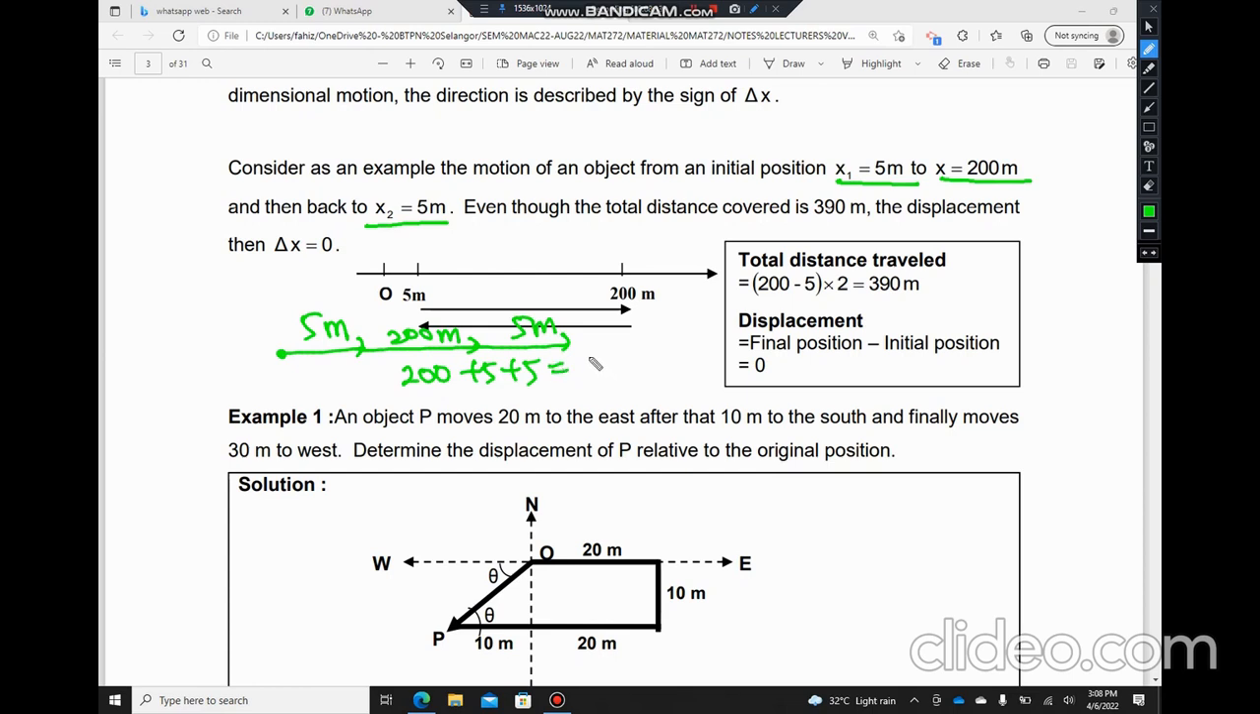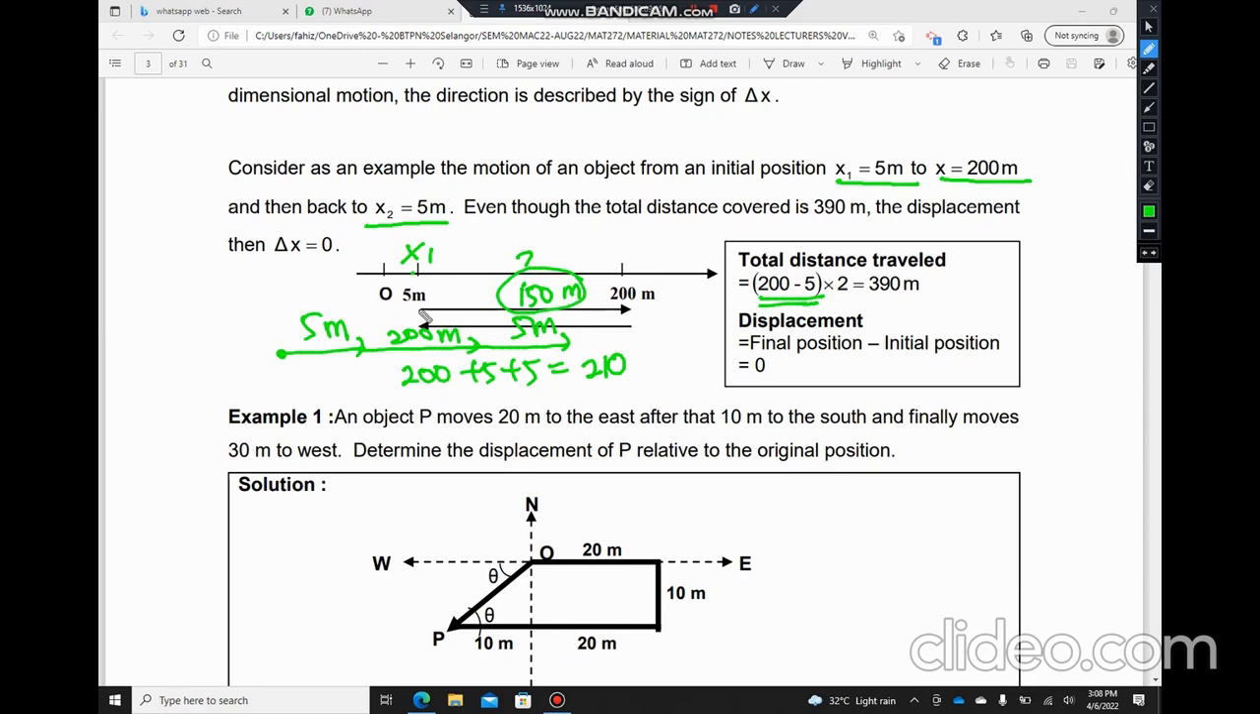Okay, so the total here is 200 plus 5 plus 5, 210. Okay, sorry, kat sini 200 minus 5, because kita consider rajah ni. Okay, so dia berada pada x1, 5 meter. So, dia bergerak ke 200. So, total distance kat sini adalah 200 minus 5.